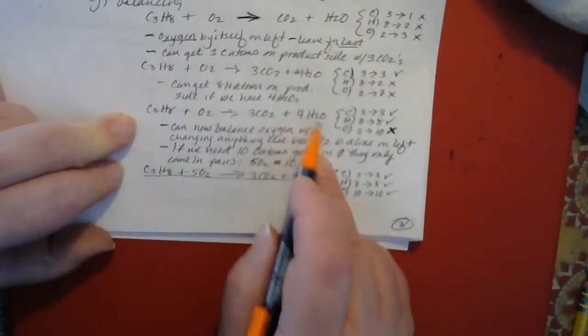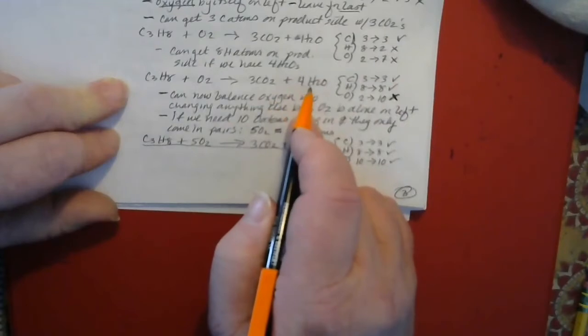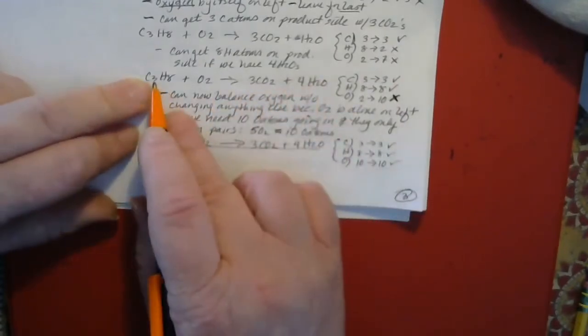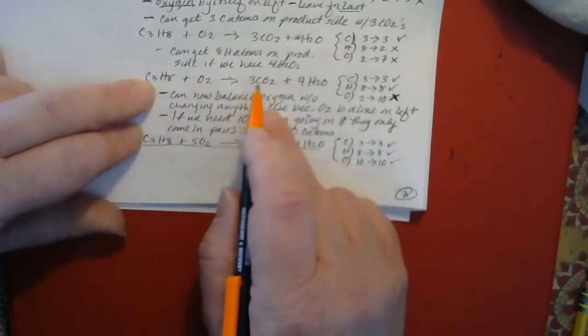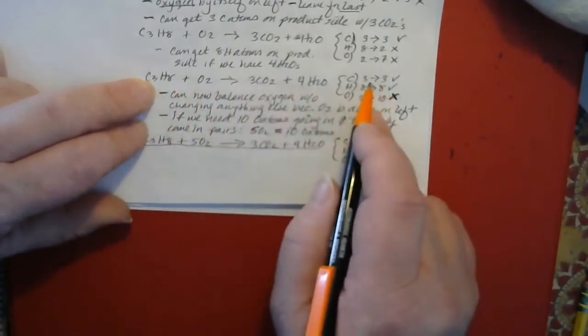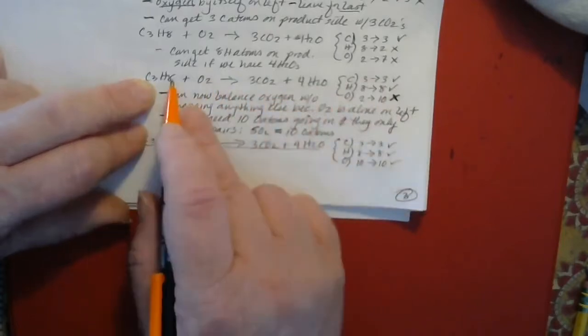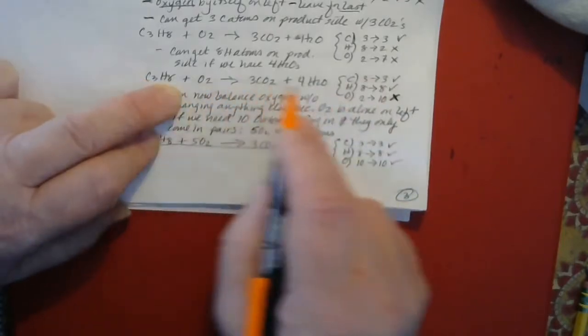Okay, 4 times 2 is 8. And so by putting 4 H2Os coming out, we now have carbon in balance. 3 carbons going in, we still have 3 carbons coming out. So that's 3 to 3, that's balanced. For the hydrogens, we now have 8 going in and 4 times 2, or 8 coming out.